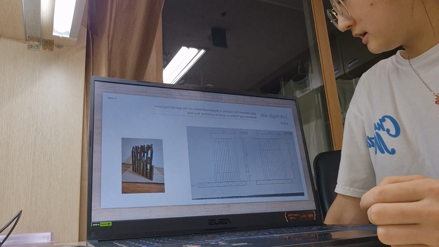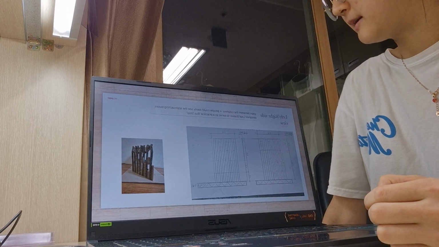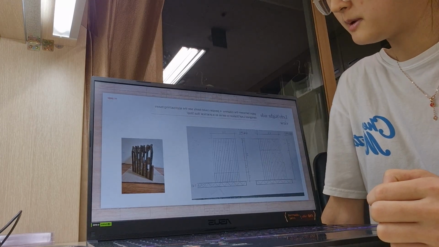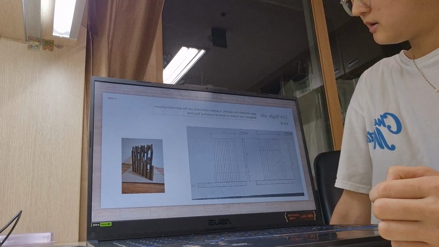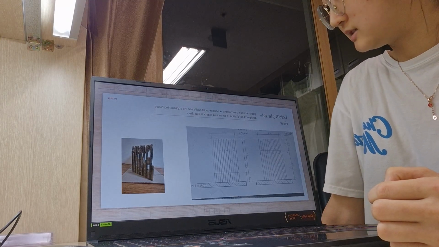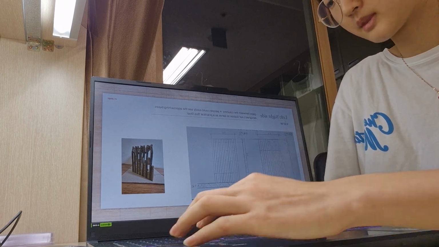Finally, I explain the left and right side views. I left gaps between the columns so that people could easily see the approaching buses. In addition, I designed a lift station to serve as a practical bus stop.